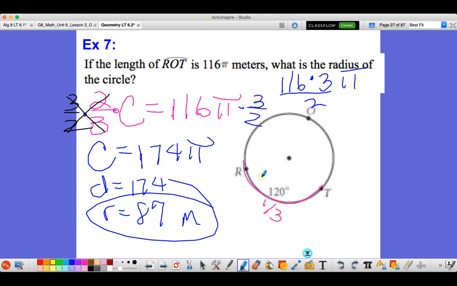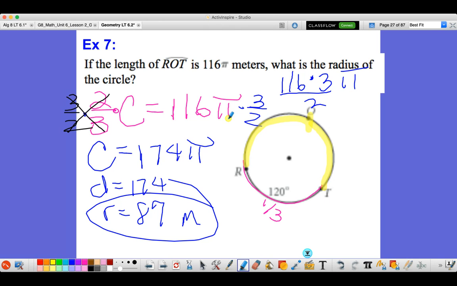So when I start this problem, I know that I'm talking about this major arc right here of ROT, and that is 116 pi meters. Now this 120, I already know 120 out of 360 is 1/3. And so that means that major arc ROT is 2/3 of the circle. So 2/3 of my circumference is equal to 116 pi.